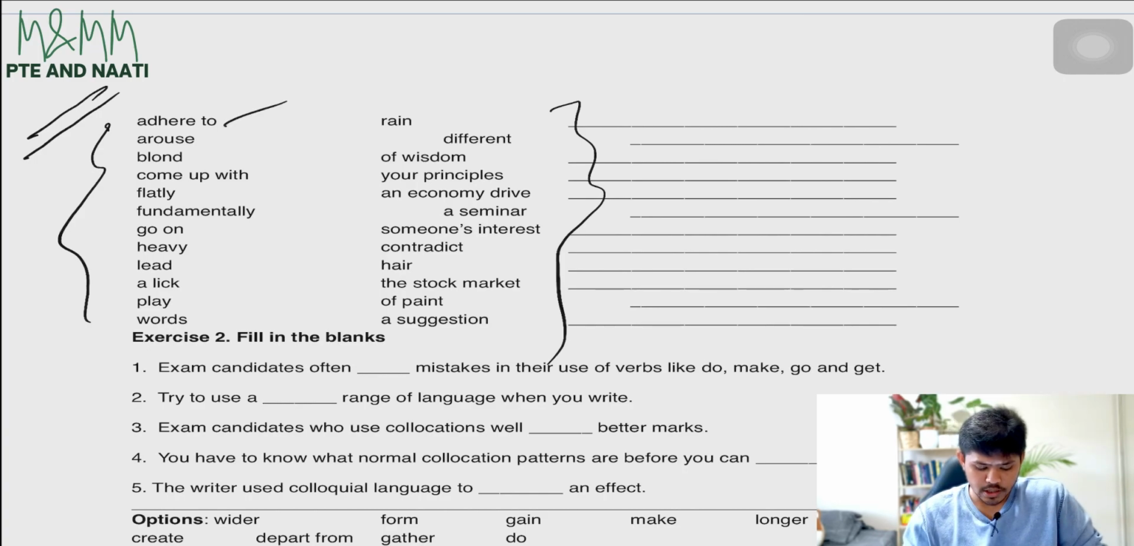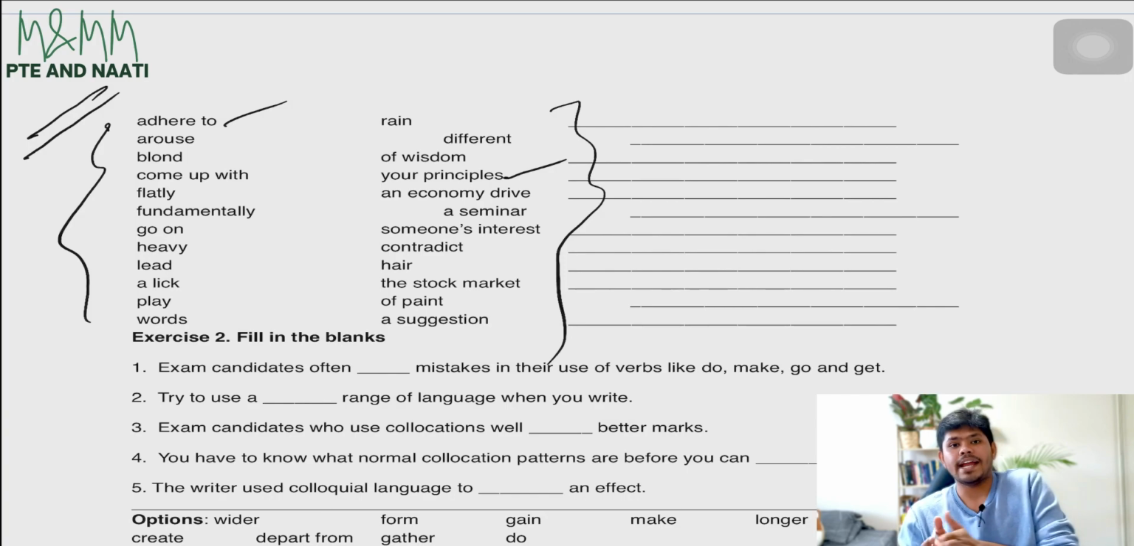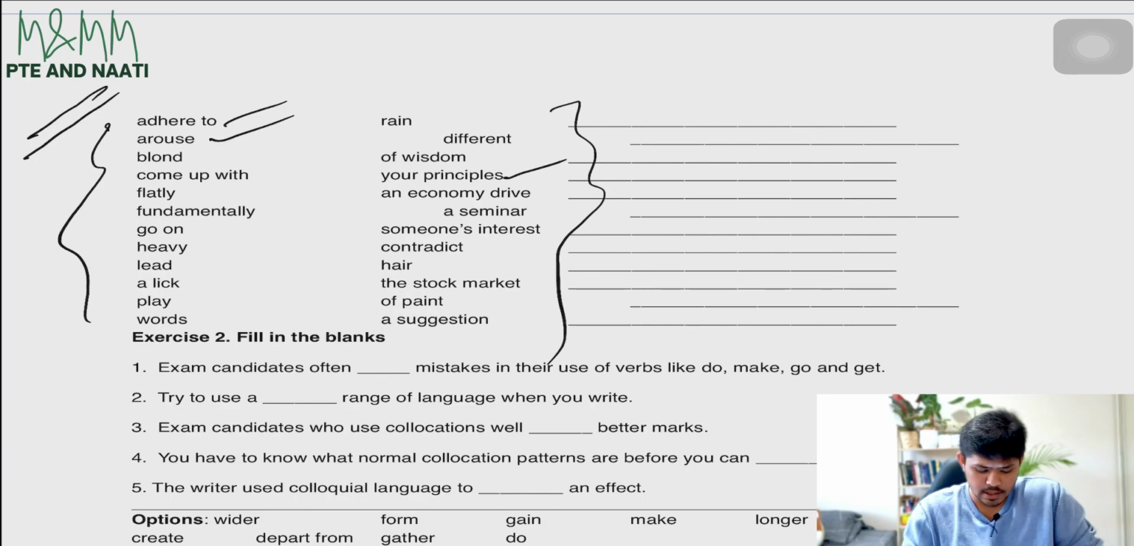All right. Adhere to your principles. Adhere to your principles. What is the meaning of this? Adhere to means to follow, to follow something passionately. So you are following your principles. You are abiding by your principles. You are leaning on to them, your values. That is the meaning of the sentence.